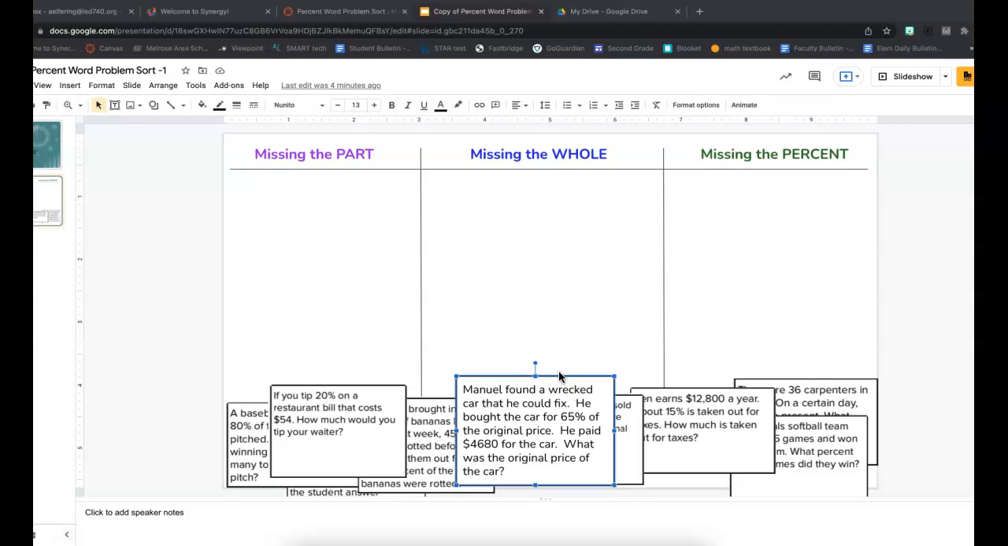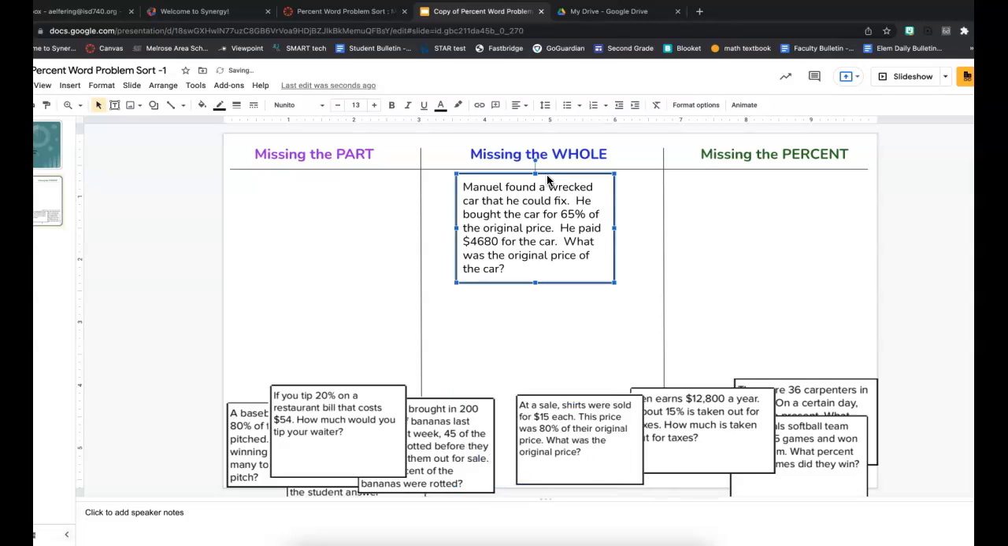Manuel found a wrecked car that he could fix. He bought the car for 65% of the original price. He paid $4,680 for the car. What was the original price? What are we missing? Brooklyn, what did you think? Missing the whole. So that problem you should have under missing the whole. Okay, what he paid is only part of the original price. Okay. All right, let's go with this one.